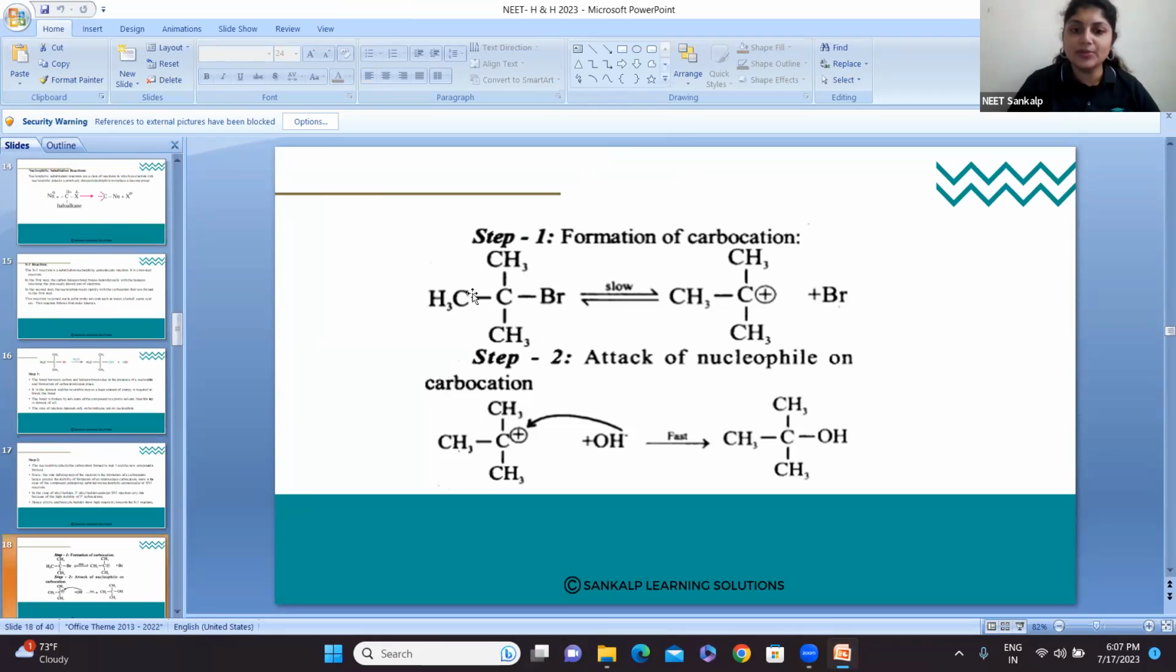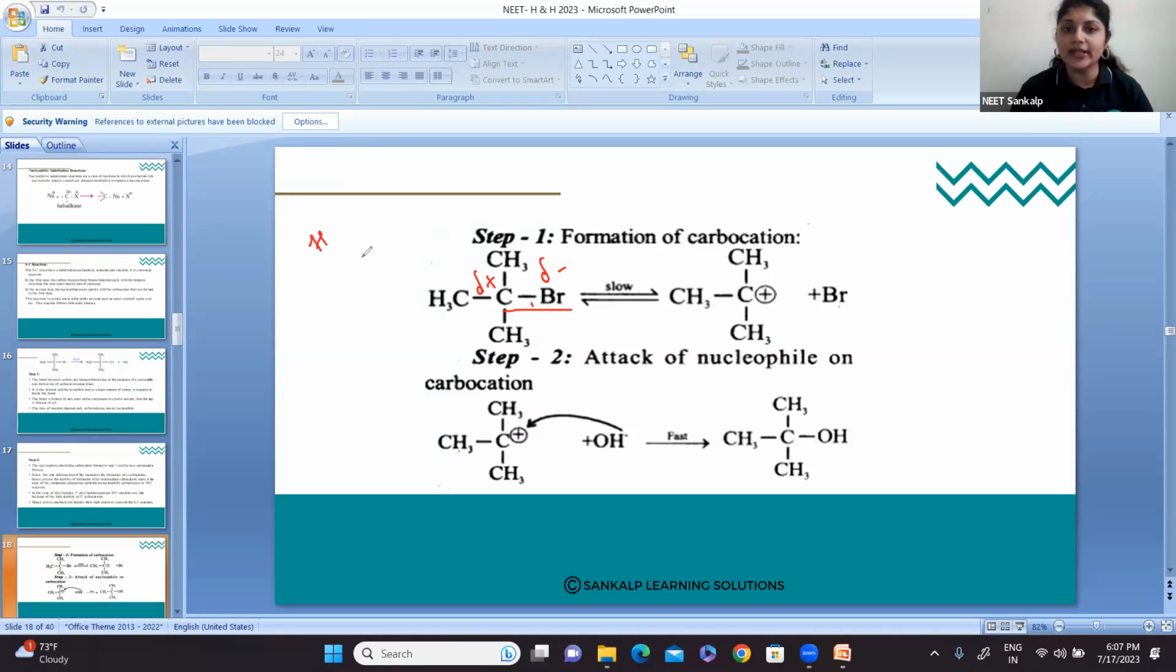In tertiary butyl bromide, you can see this C-Br bond. It is polar in nature. As a result, there will be development of partial negative and partial positive charge. As Br is a highly electronegative atom, it has a tendency to attract the electron towards itself. So this will have partial negative and this will have partial positive. As a result, this bond will be broken heterolytically.